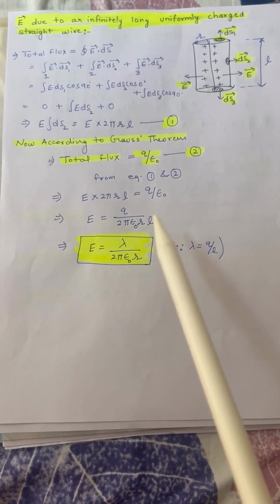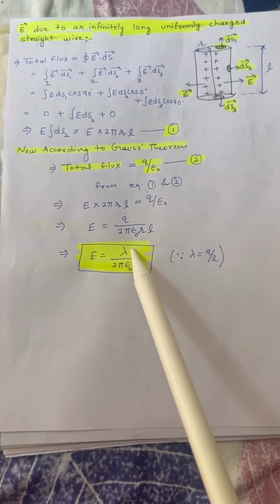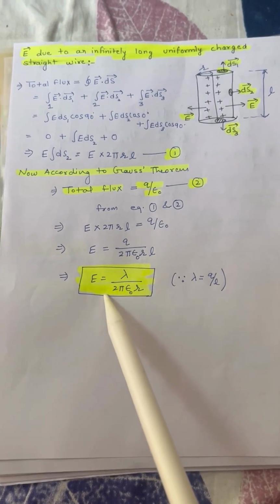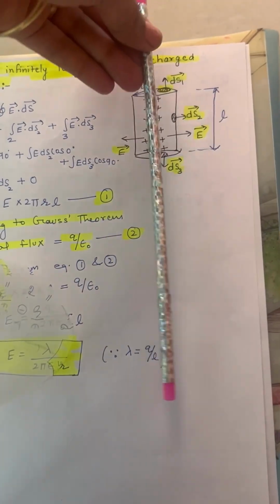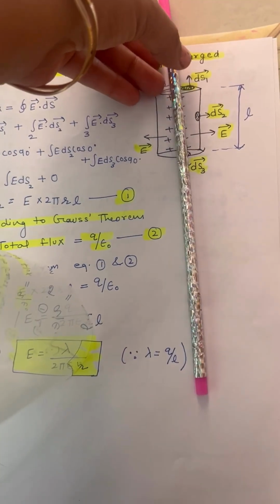Gauss theorem states the total flux is equal to q by epsilon naught, and the total flux is E into 2πrl, and we have found the final result.